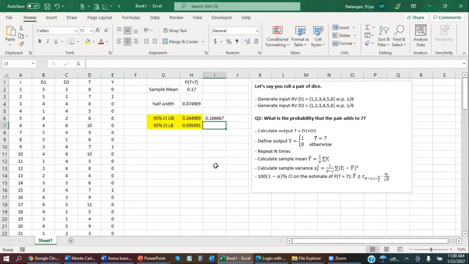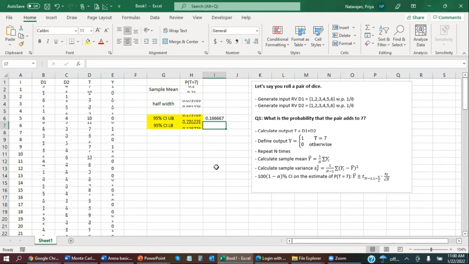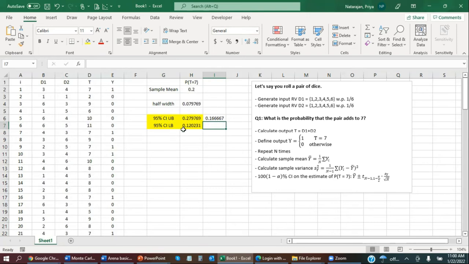And we see that if you did this 100 times, approximately 95 of the times you would be in this range. Let's see if we can get one that is not. It's rare, but it will happen 5% of the time. Here we go. Here's one where this 95% confidence interval does not contain the true mu. So it can happen.